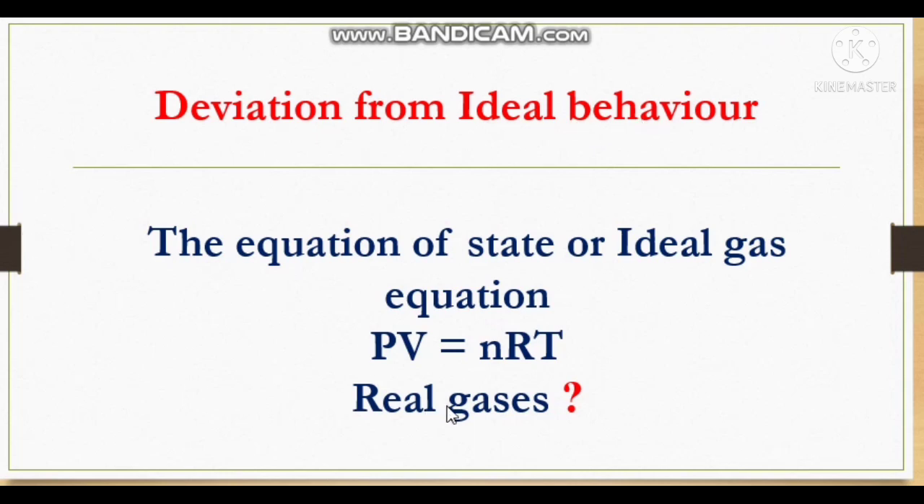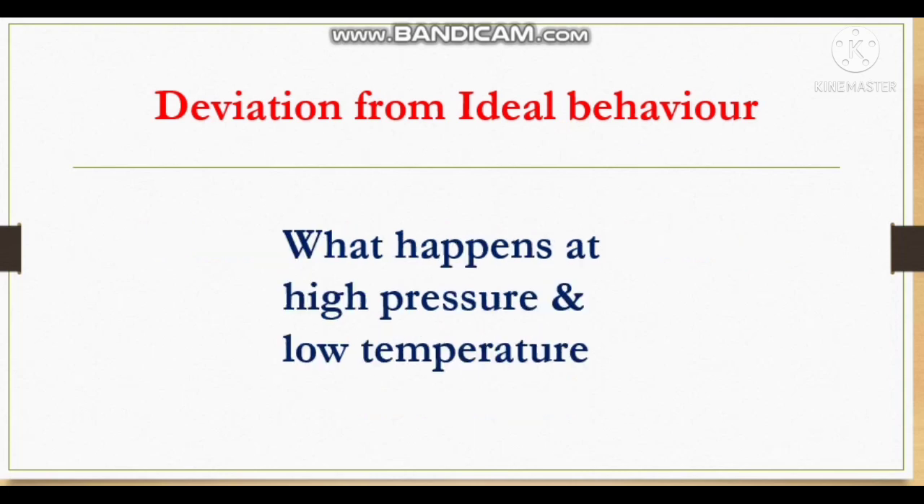It is found that real gases do not follow strictly this ideal gas equation. Or in other terms, we can say that this ideal gas equation PV = nRT, which is derived from the postulates of the kinetic theory, is valid only for the ideal gas. Real gases obey this equation only approximately, and that too under conditions of low pressure and high temperature. The higher the pressure and lower the temperature, the greater are the deviations from the ideal behavior. So we have to see exactly what happens at high pressure and low temperature.